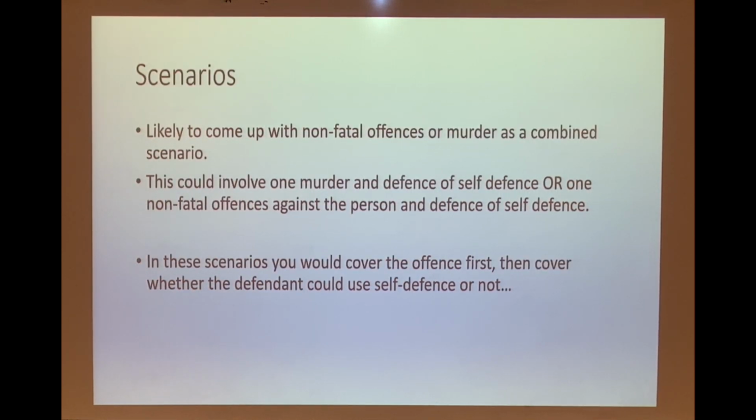In terms of scenarios, obviously self-defence could come up by itself. It could come up in this where you've got a couple of situations in which you have to decide whether the person could use self-defence. That's absolutely likely. The other possibilities are that it could come up with a non-fatal offence or multiple non-fatal offences, or with murder as well. So you could have a situation where you've got a murder and then you've got to question whether it's murder, and then also whether they could use the defence of self-defence, and also another scenario where perhaps you might have non-fatal offences. And then you could have obviously the defence of self-defence there as well. So it could be 1 or 2, possibly 3 non-fatal offences plus the use of self-defence.